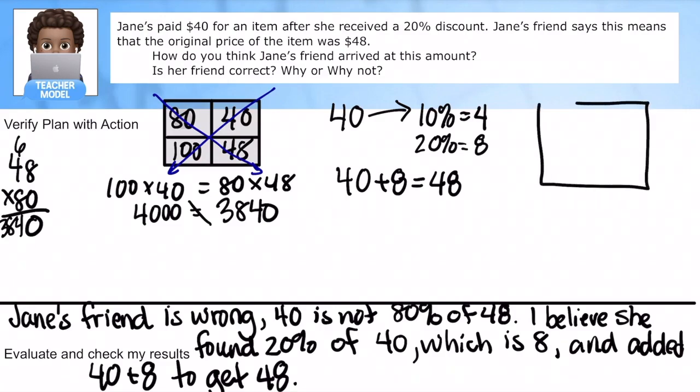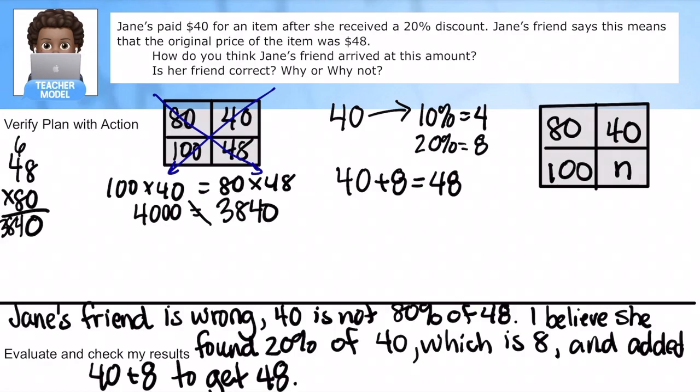Well, we would make another ratio table. And again, we want 80%, so 80 over 100. And we know that the 80% is $40. So we're going to set that up. And when you cross multiply, you will get 4,000 is equal to 80 times the number.